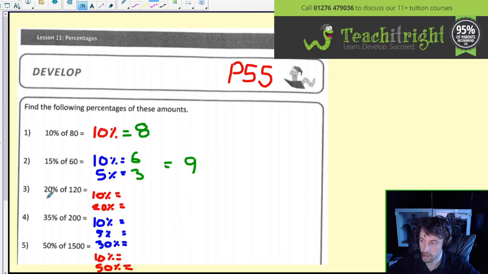For this one here, 20% of 120, well, 10% is 12. So that means 20% is twice as much, so 24. And that means my answer then is 24 because that's what I needed. I wanted to stop there. I could work out 25%.